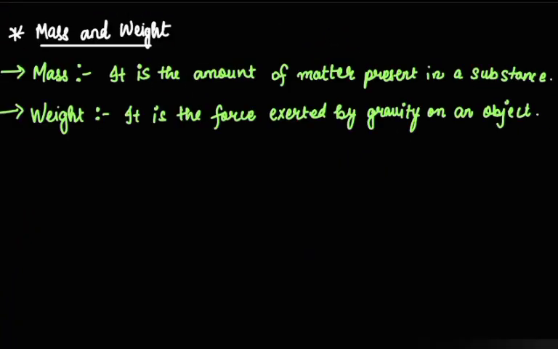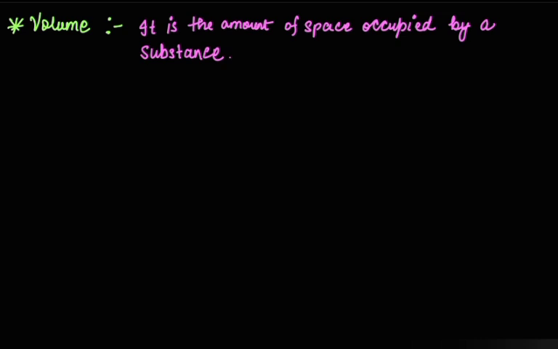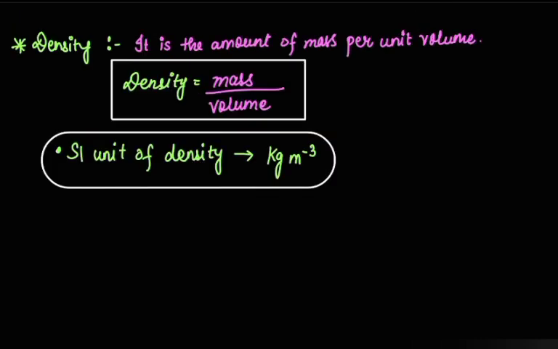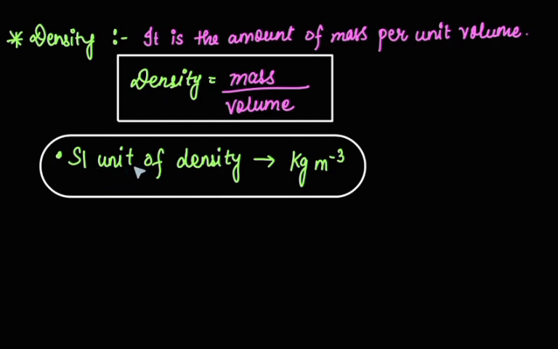Now our next topic is mass and weight. Basically, mass is the amount of matter present in a substance, while weight is the force exerted by gravity on an object. Next is volume. Volume is the amount of space occupied by a substance. Our next topic is density. It is the amount of mass per unit volume. Here is the formula of density, and the SI unit of density is kilogram per cubic meter.